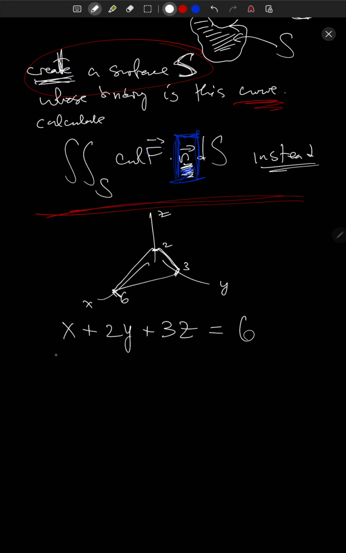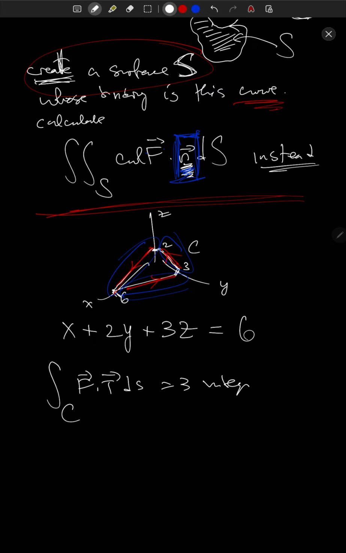So if you want to integrate along here, here, there, a work integral, right? So let me call that C. If you want to calculate the integral of F dot T ds along C, how many integrals do you have to do? You have to do three separate integrals, right? Because this parameterization here is different from that parameterization there, which is different from that parameterization there. So this is equal to three integrals.